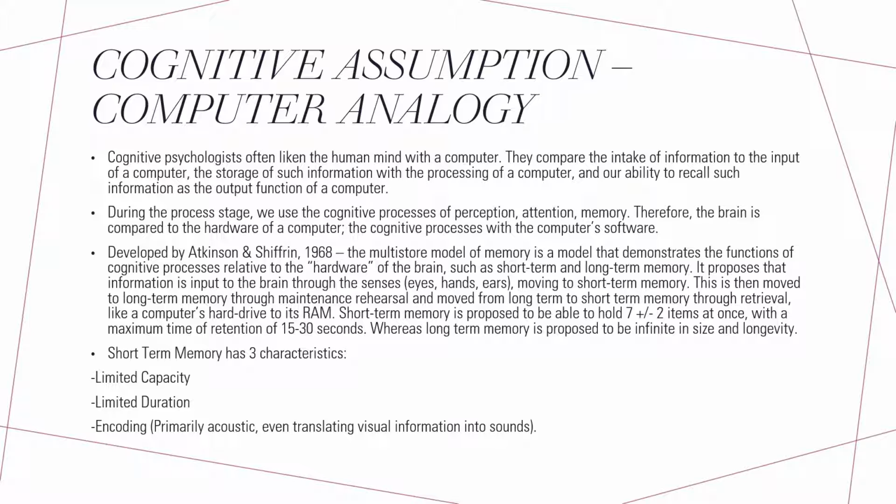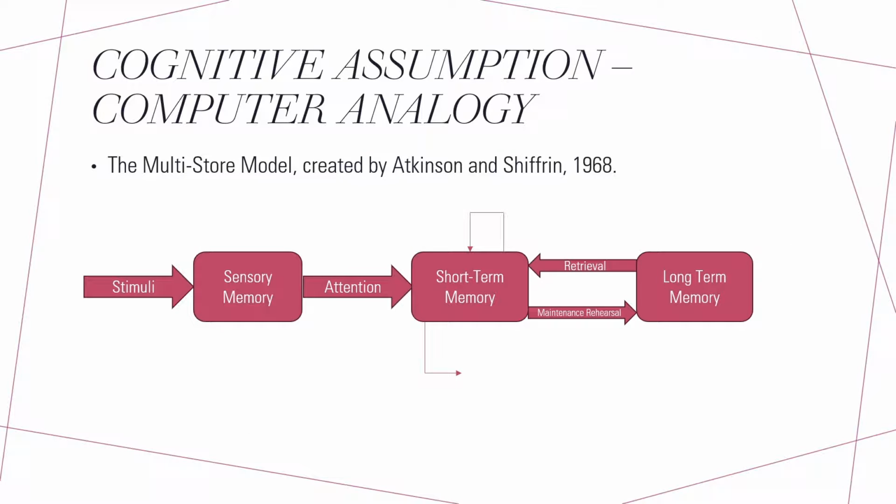Short-term memory is proposed to be able to hold 7 plus or minus 2 items at once, with a maximum time of retention of 15 to 30 seconds, whereas long-term memory is proposed to be infinite in size and longevity. Short-term memory has 3 characteristics: a limited capacity, a limited duration, and encoding, which is primarily acoustic and even translates visual information into sounds.